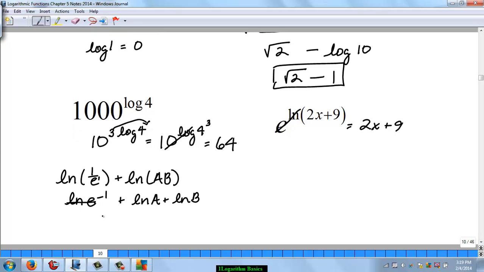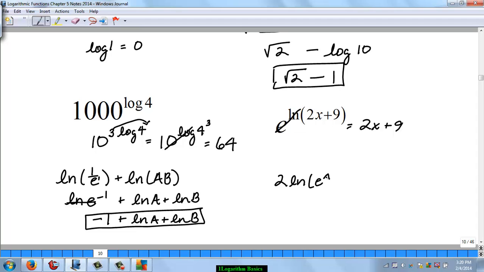So I can say thanks for playing, -1 plus ln A plus ln B. Now we're going to talk more about those rules that allow you to pull that apart. And the last one I'm going to add here is, what if I had something like this? 2 ln e to the A plus 3 ln b to the e. Well, I can't really cancel these that well, but you can if they're next to each other.